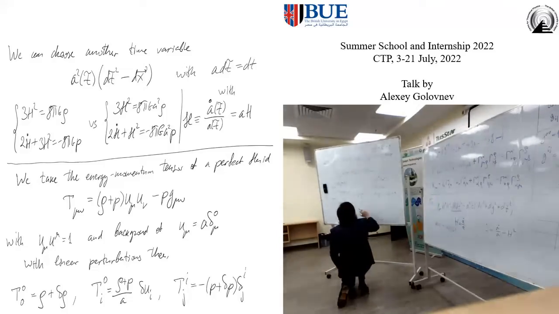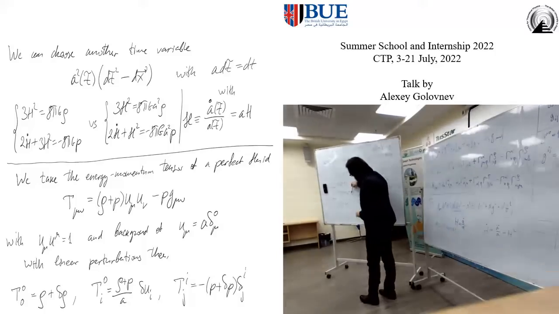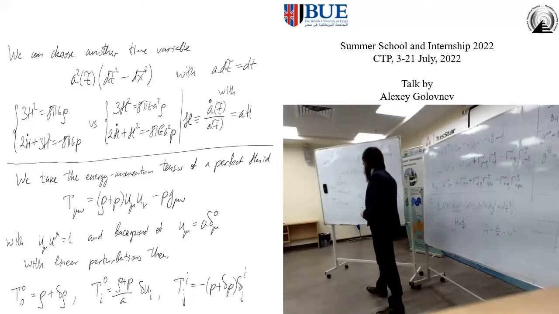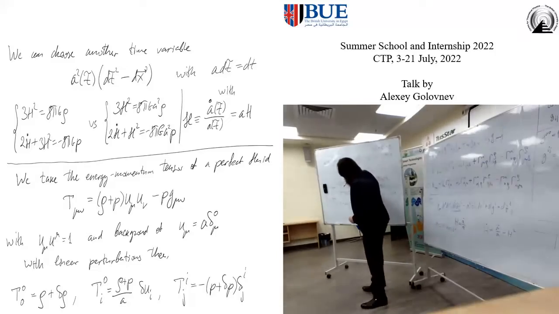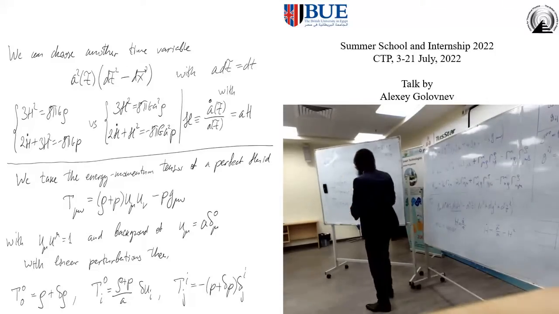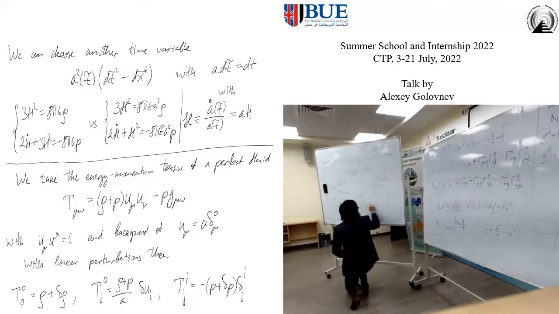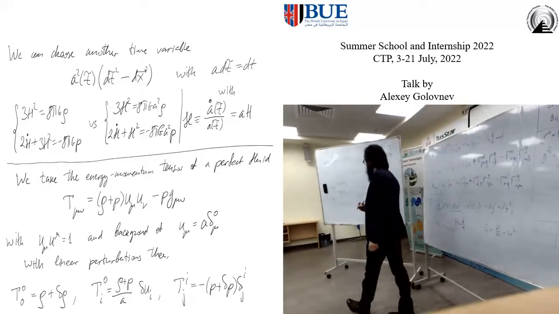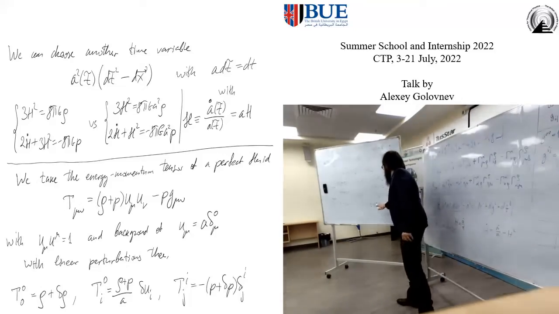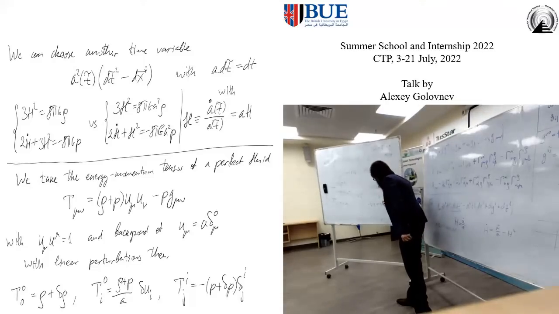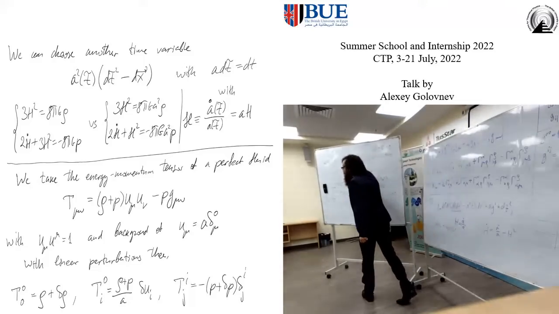T^0_i. Okay, 0i means that I have here u_i, and that's already first order perturbation. So all the rest I take like the background level. u^0 with upper sign is like 1 over a. So what I get is 1 over a, rho plus P, u_i. Rho plus P at the background level, no perturbation. And u_i is the first order perturbation of the otherwise zero spatial velocity.